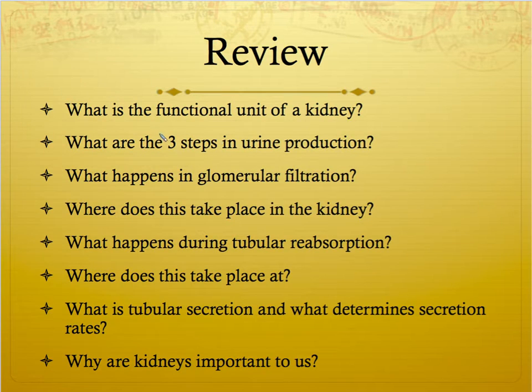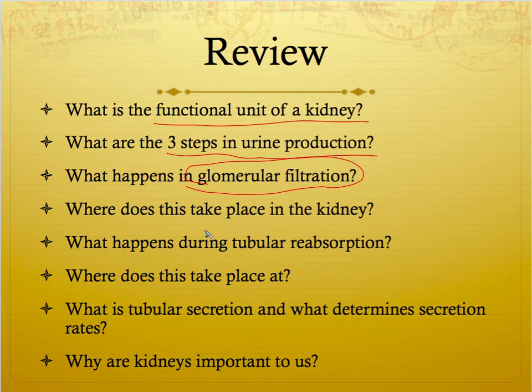So here are your questions. What is the functional unit of a kidney? What are the three steps in urine production? Make sure you can identify the different steps here. What happens in the filtration process? Where does this happen? So where does this take place? What happens during tubular reabsorption?